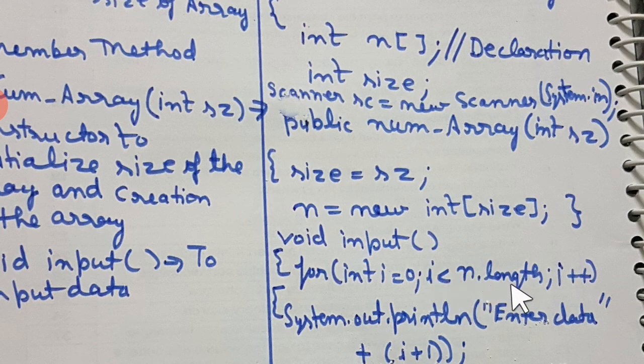So I have written n dot length, but at the same time I have written less than also. You can have n dot length here, or you can have the data member size also. Both things are fine, because both are ultimately dealing with the size or the length of the array. Now students, i less than n dot length. I hope this is clear to you.